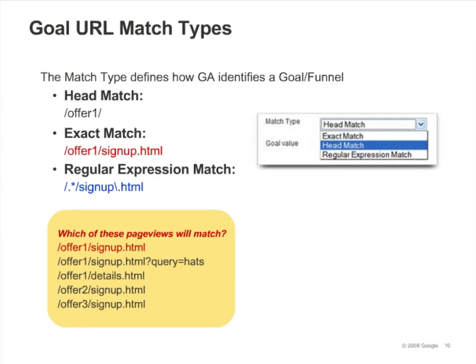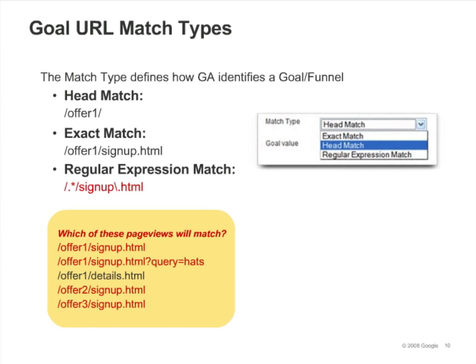/offer1/signup.html ? Query equals hats, because of the extra query parameter at the end. Regular expression match gives you the most flexibility. For example, if you want to count any sign-up page as a goal, and sign-up pages can occur in various subdirectories, you can create a regular expression that will match any sign-up page in any subdirectory. Regular expressions will be covered in a later module.